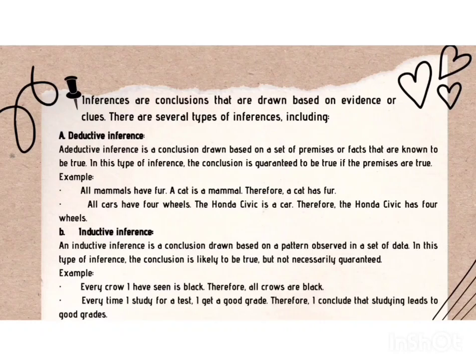The second one, we have inductive inference. An inductive inference is a conclusion drawn based on a pattern observed in a set of data. In this type of inference, the conclusion is likely to be true, but not necessarily guaranteed. For example, every crow I have seen is black. Therefore, all crows are black. The second example, every time I study for a test, I get a good grade. Therefore, I conclude that studying leads to good grades.